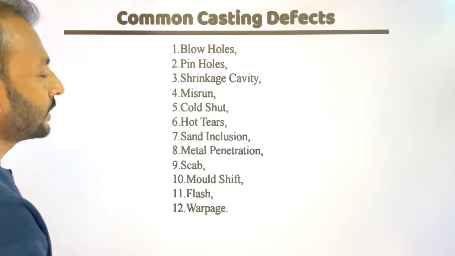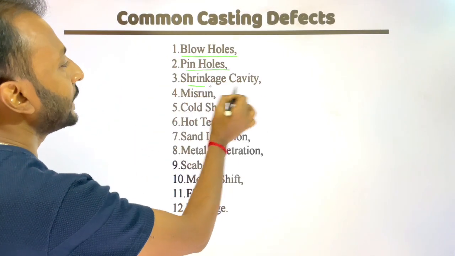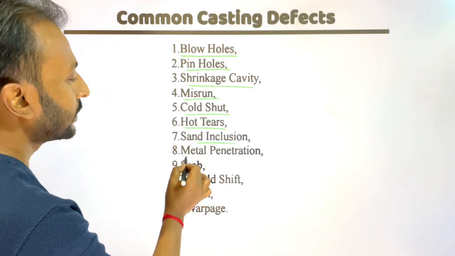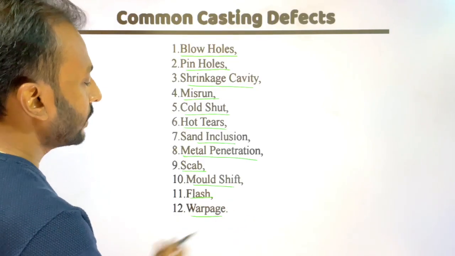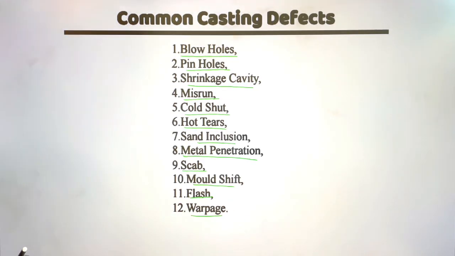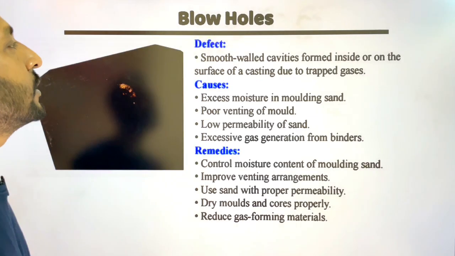So these are the important casting defects: blowholes, pinholes, shrinkage cavity, misrun, cold shut, hot tears, sand inclusions, metal penetration, scab, mould shift, flash and warpage. So these 12 casting defects I will discuss one by one. The first one is blowholes.